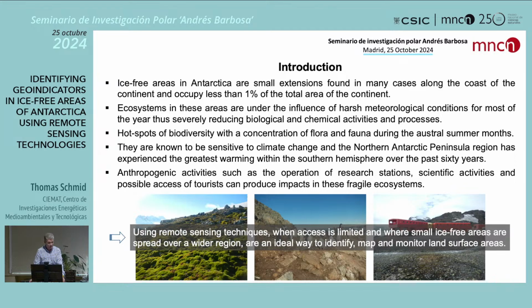And in this case, we can use remote sensing techniques where access is limited and where small ice-free areas are really dispersed along the coast. So it's an ideal way to map and monitor land surfaces.